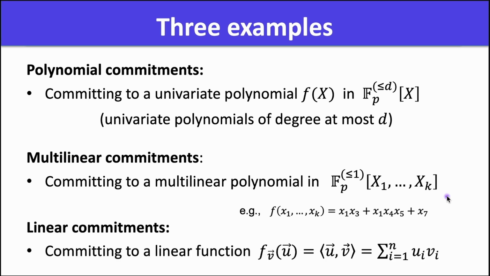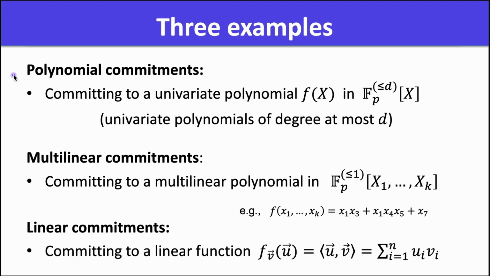The third example I'll mention is what's called a linear commitment scheme. So in a linear commitment scheme, the set of functions is the set of all linear functions, which means that the prover will commit to some function that's parameterized by some vector v, and the function itself is defined as the inner product of v and u, which is what we wrote over here.